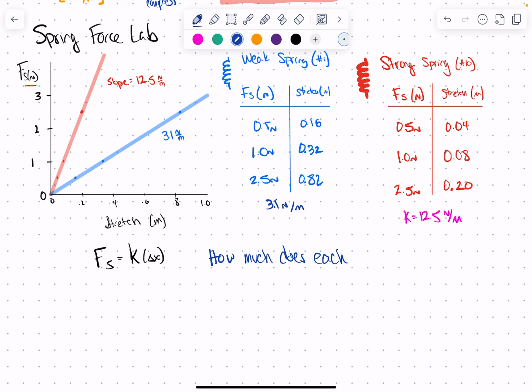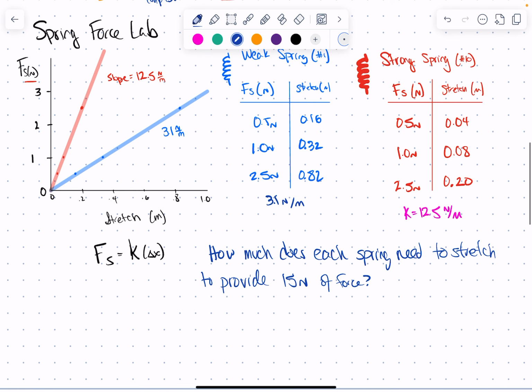How much does each spring need to stretch to provide 15 newtons of force? Now, of course, we are making some assumptions here, specifically that these springs can actually stretch that long. This may not actually be possible, and that's okay. There will be a limit at some point. These springs may not stop acting in this way, but we're going to assume that we're going to be able to do that.